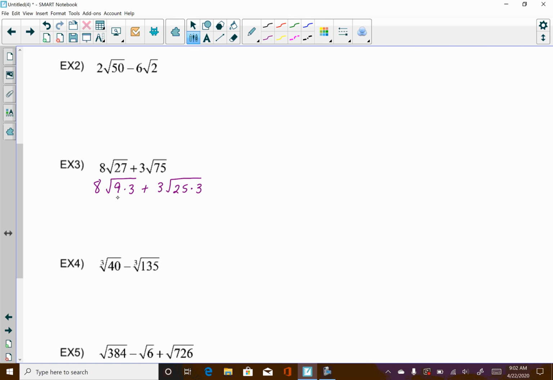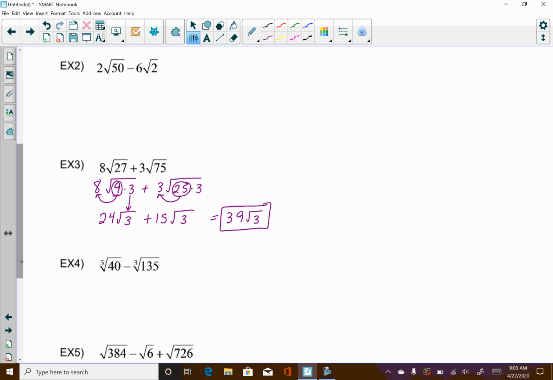Now let's take the square root of the pieces that we can. The square root of 9 is 3. 3 times this 8 is 24. And then we leave that square root of 3 inside the house. Square root of 25 is 5. 5 times 3 is 15. And then we leave that square root of 3 inside the house. And then 24 plus 15 is 39, and the square root of 3, final answer.